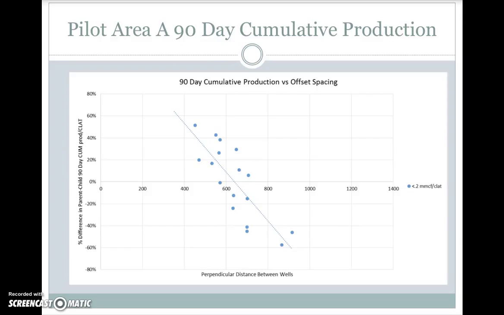It's sort of interesting because in the low cum example, after this 600 foot mark, we're having the child perform better than the parent. And this is only seen in this low cum case.